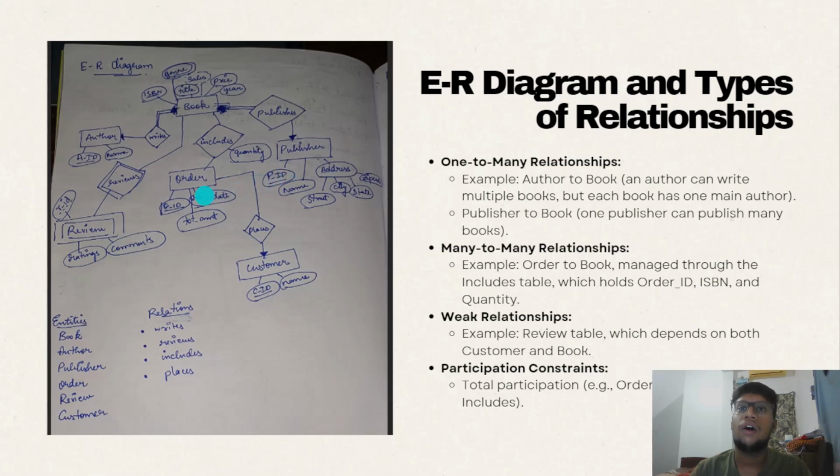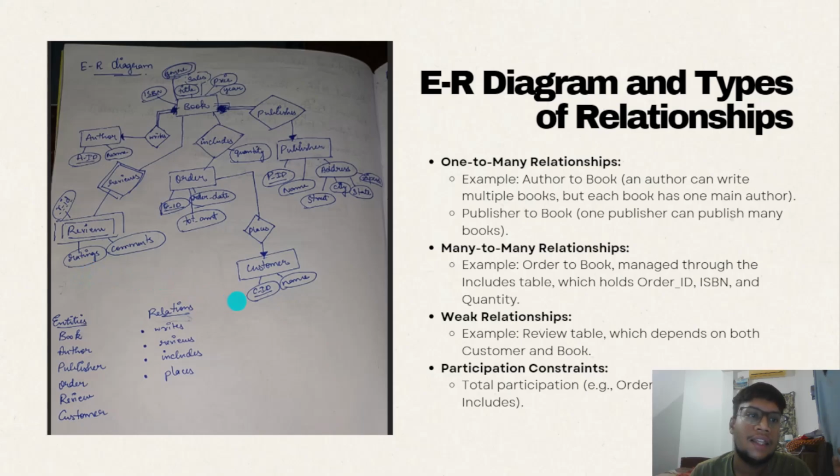And then moving on to the order table. Order table has order ID, and then the amount, and then the order date. In this, the order ID works as the primary key. And then moving on to the review. As I said before, this review is the weak entity, and has ratings and comments, which will be saved for every book and for every purchase that is being made.